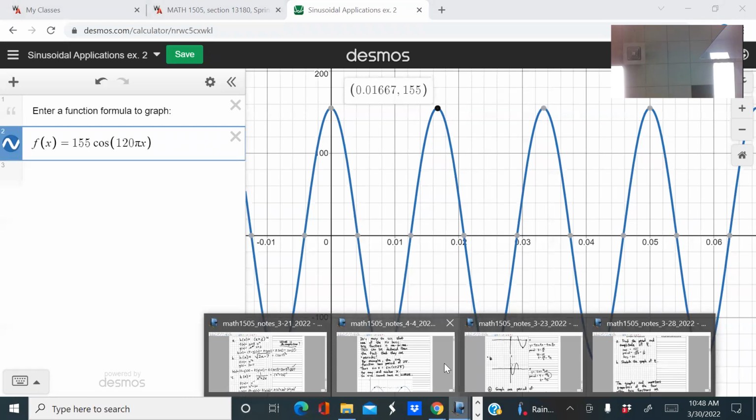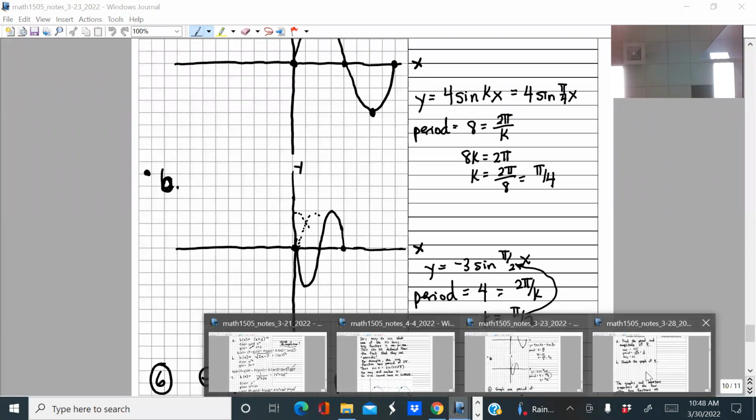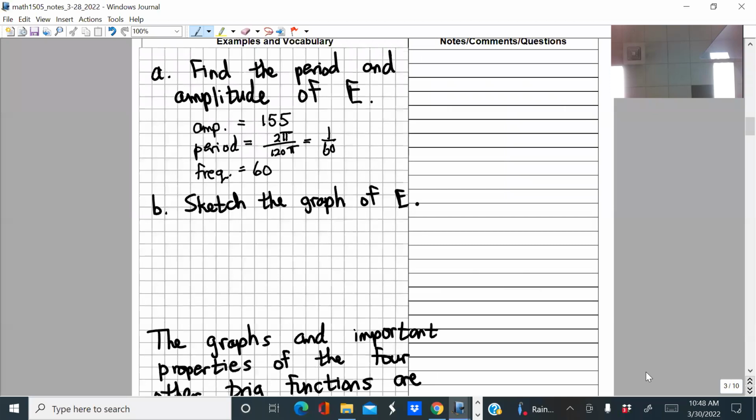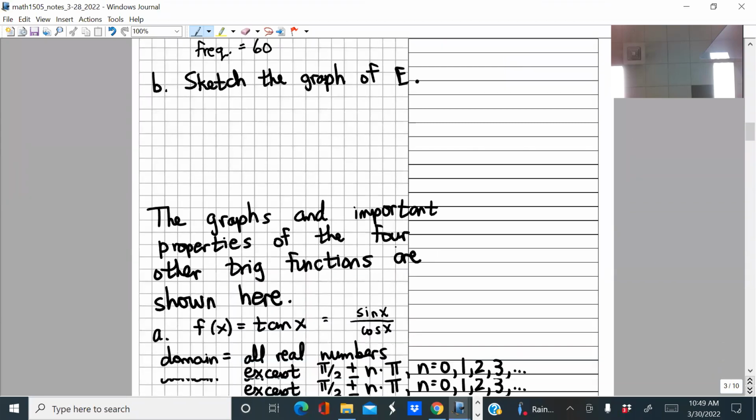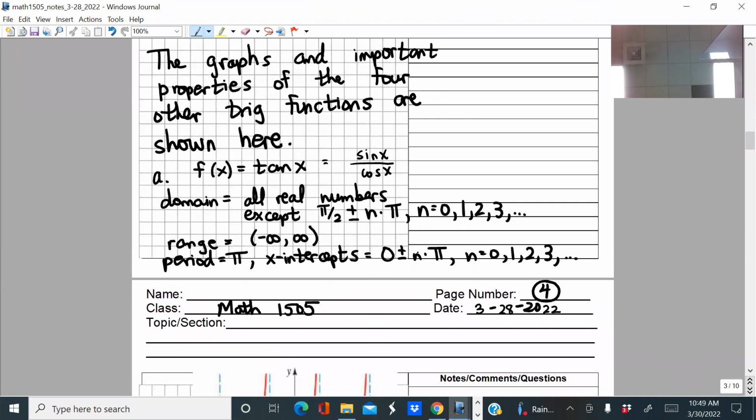Now, we do need to look at some of the graphs of the other curves, if I can find my correct notes. So let's talk about those other functions a little bit, and then we'll look at some of their graphs.